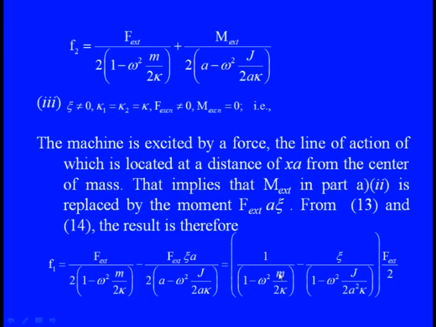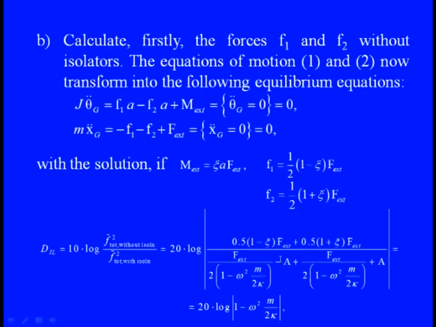Or else, when we put in the manipulation, we know that F excitation is common in both the cases. So F1 is nothing but equal to F excitation divided by 2 into 1 over 1 minus omega square m by 2k minus zeta over 1 minus omega square J over 2ak. So this is what the features are, and in the second case also we can simply calculate.